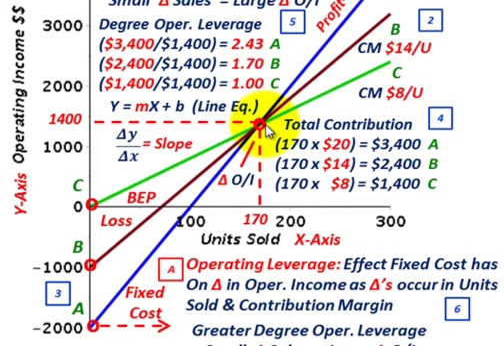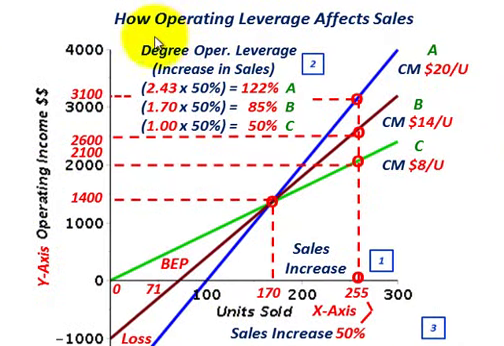Okay, so let's go down here and move over. So how does our operating leverage really affect our sales? This is the case where we looked at that equilibrium point, or where the lines intersect. For the same number of units sold, we have the same operating income. Now we're going to look at the case where our sales increase by 50%. So we're going to move up from the 170 units that we sold up to 255 units, and we'll look at each of those different alternatives, A, B, and C.